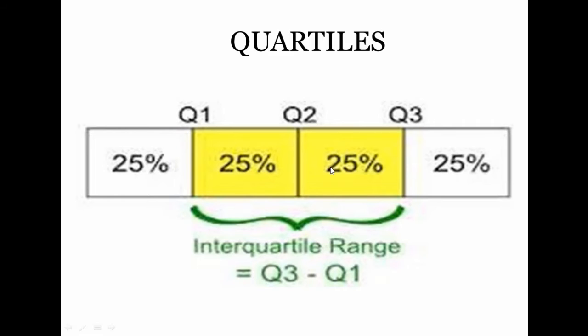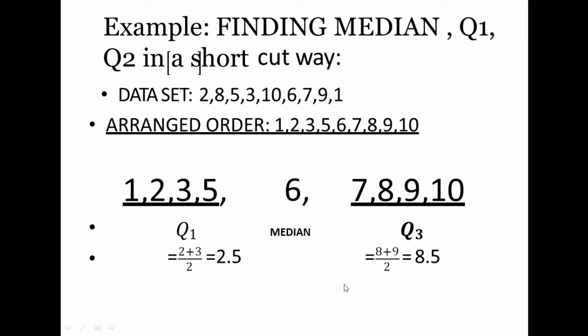These two partitions you see over here in yellow color represent the interquartile range, and the interquartile range can be found by Q3 minus Q1. For example, to find the median, Q1, Q2 in a shortcut way, take the data set 2, 8, 5, 3, 10, 6, 7, 9, and 1.